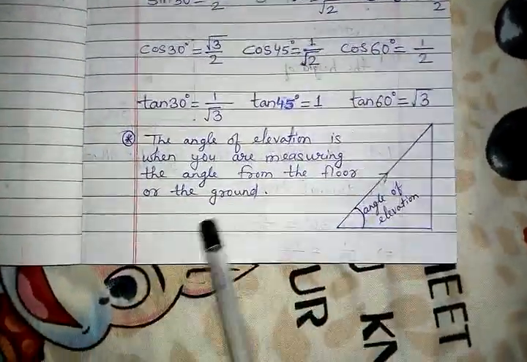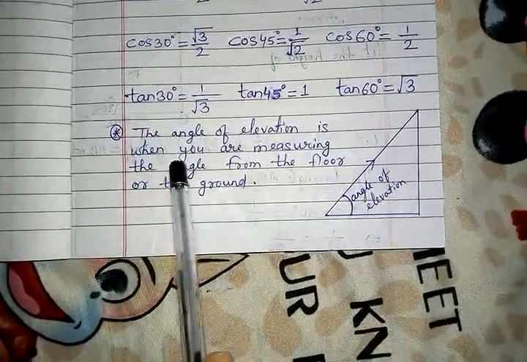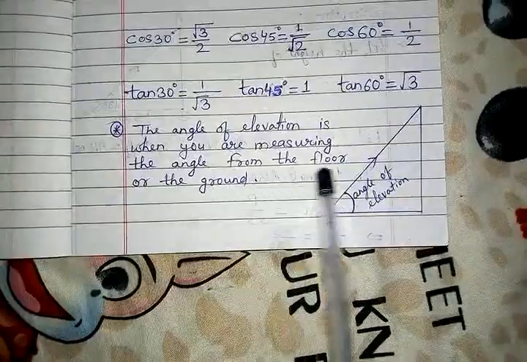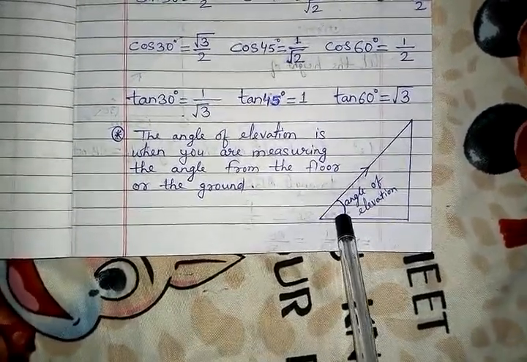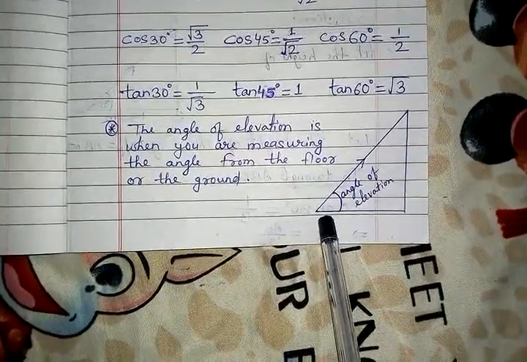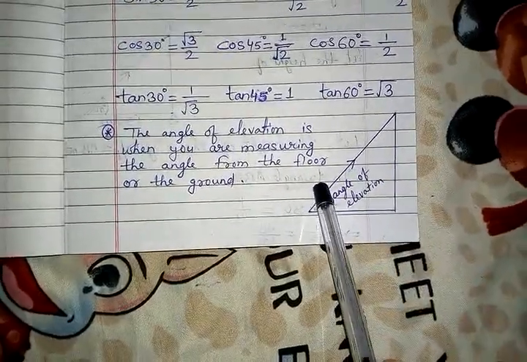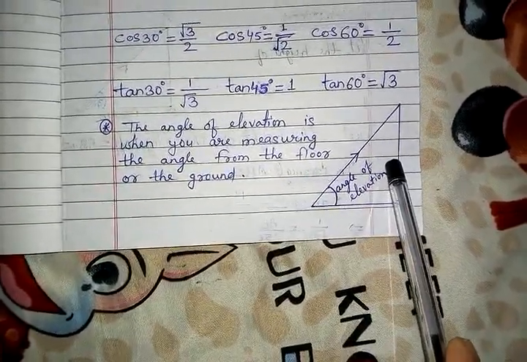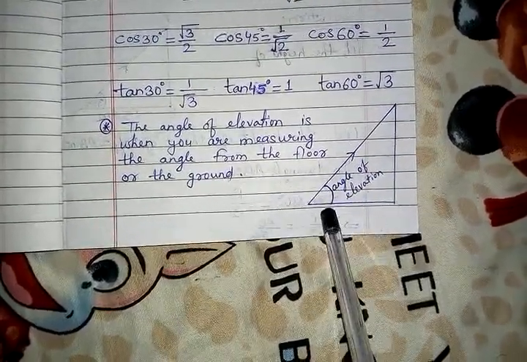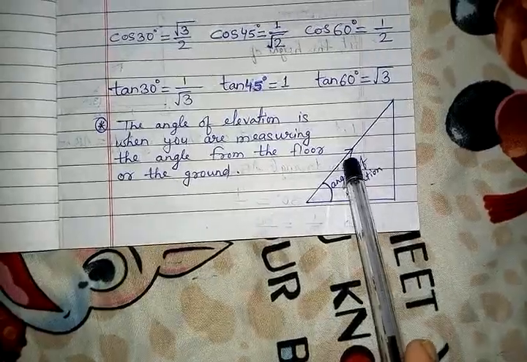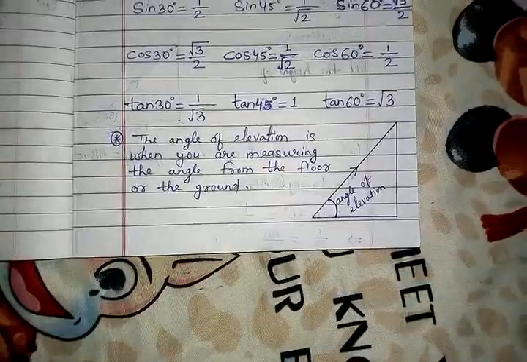And now one more thing, angle of elevation. What is angle of elevation? The angle of elevation is when you are measuring the angle from the floor or the ground. Whenever you view an object at the top, sitting on the ground or on the floor, you see that object at a particular angle. When you see the object from ground level or floor level to the top, the arrow you can see is going up, because I am looking at the top. Such a kind of angle is called angle of elevation.